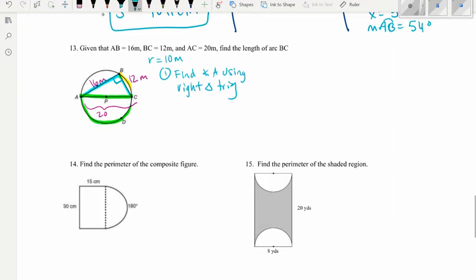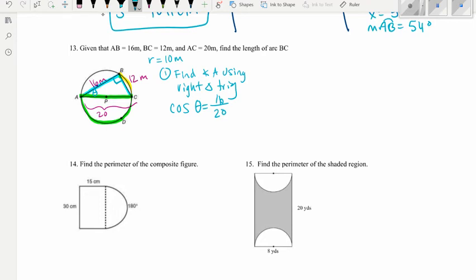So if we want to find A, which I'm going to use as theta, we have the opposite and adjacent. We could use tangent, we could use sine, opposite over hypotenuse, or we could use cosine, which is the adjacent over hypotenuse. It doesn't really matter, so you can pick one. So I'm going to go ahead and just use cosine of theta is equal to 16 over 20 because it's the adjacent over the hypotenuse.